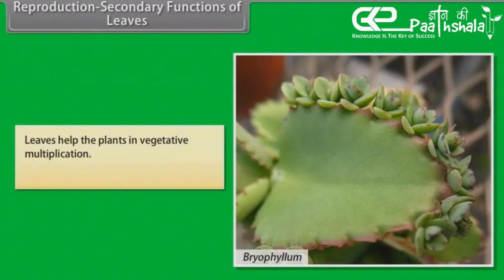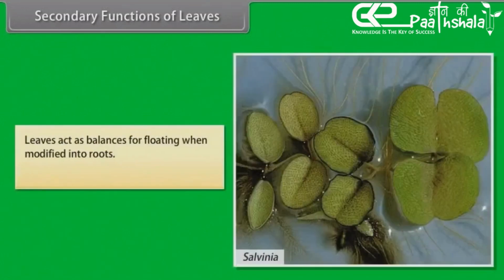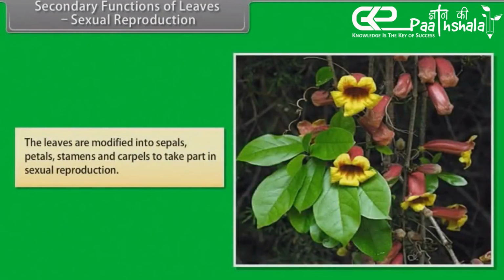Reproduction. Leaves help the plants in vegetative multiplication. Example: Bryophyllum. Leaves act as balancers for floating when modified into roots. Example: Salvinia. Sexual reproduction. The leaves are modified into sepals, petals, stamens, and carpels to take part in sexual reproduction.